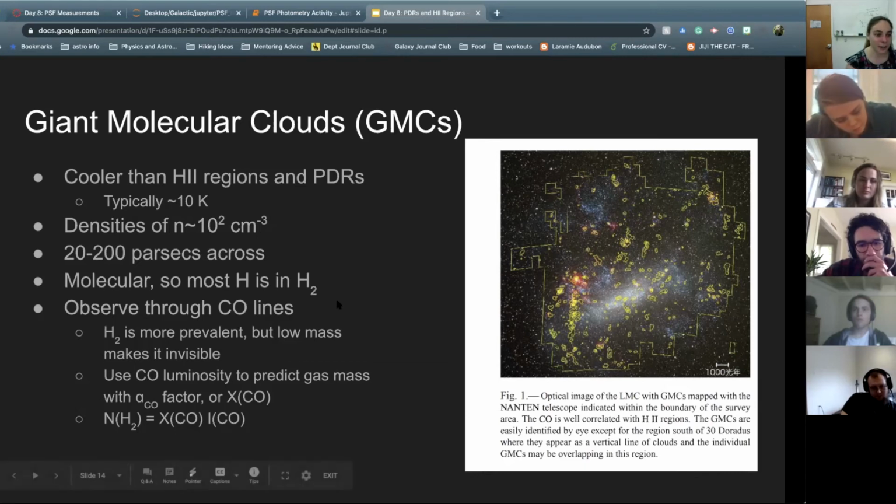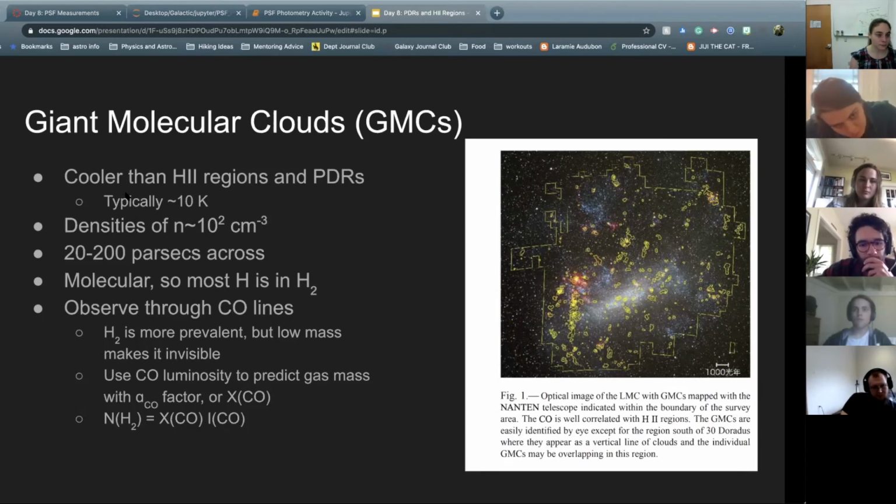This is where I have to be careful. I have to say this because it's a common misconception. We observe molecular clouds through CO lines, so CO rotational and vibrational transitions, instead of H2, because molecular hydrogen does not have any visible transition lines. This is taken from the paper that I had you guys look into a few classes ago, the star formation rate paper, so I want to make sure I say it right.